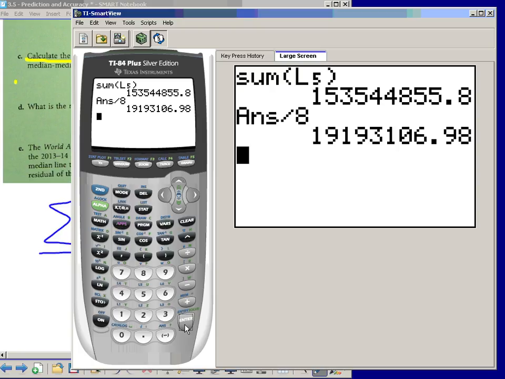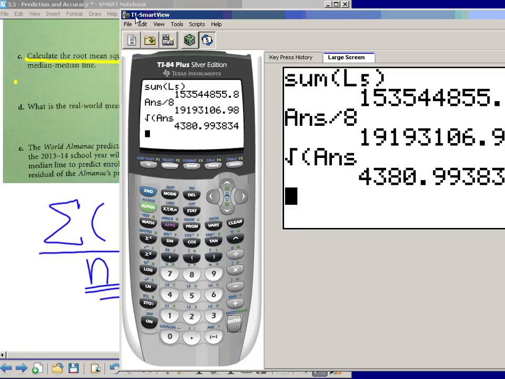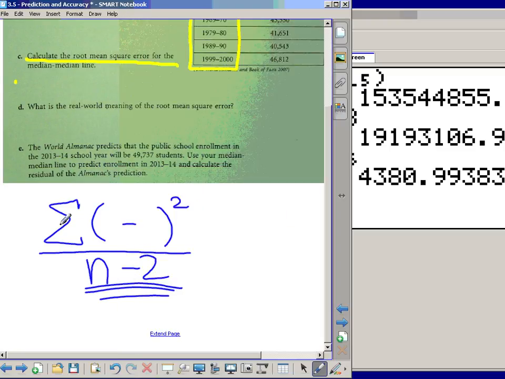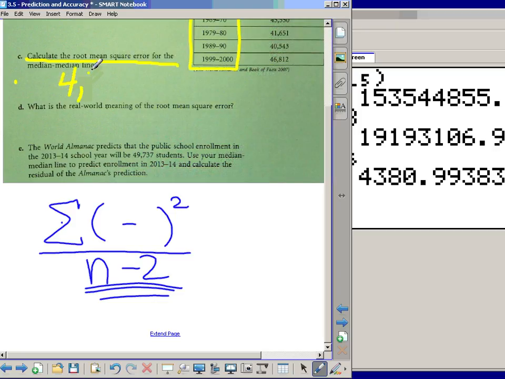We're not quite home free yet because it's called the root mean square error. So the final step in the process would be to take the second square root of my second answer. So it'll take the square root of the previous answer, and there we go. 4380, or rounding up because of the 0.99, 4381. The root mean square error in this problem is 4,381 students.